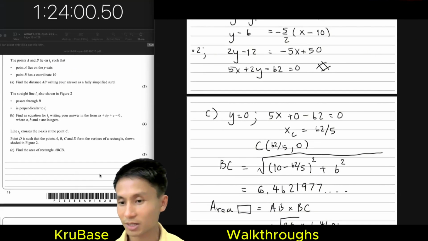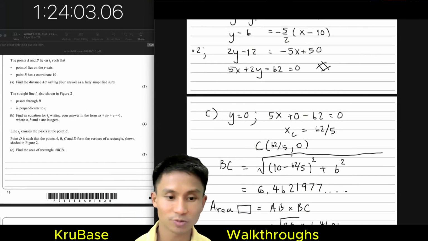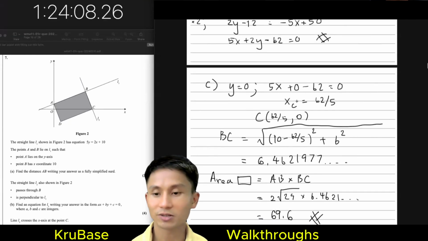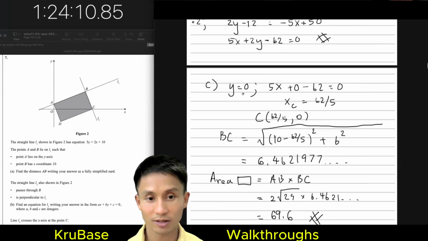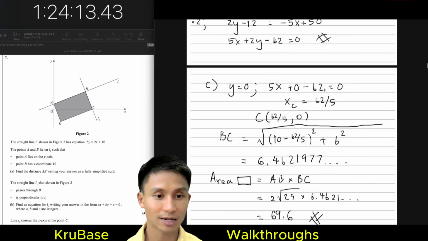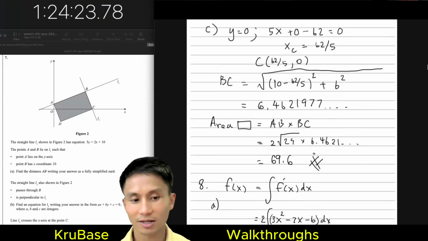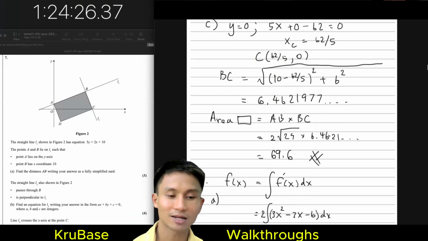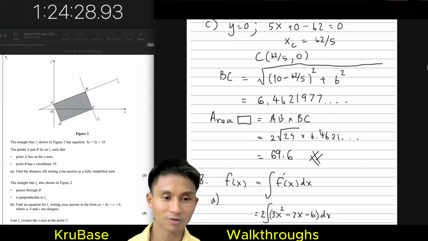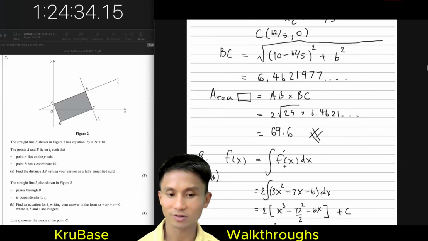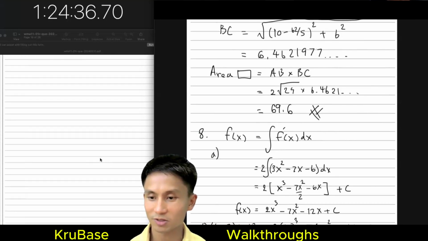And then C, because L2 is perpendicular, so we find BC. And the x-intercept of line L2 should be at y equals 0. So I substitute that. I get 62/5 as the x value. Sub it in. The distance formula again, I get some not nice number, but that's fine. Because somehow when I multiply it again, using the exact number from the calculator, from 2 root 29, I somehow managed to get that nice number, right? So hopefully that should be fine.